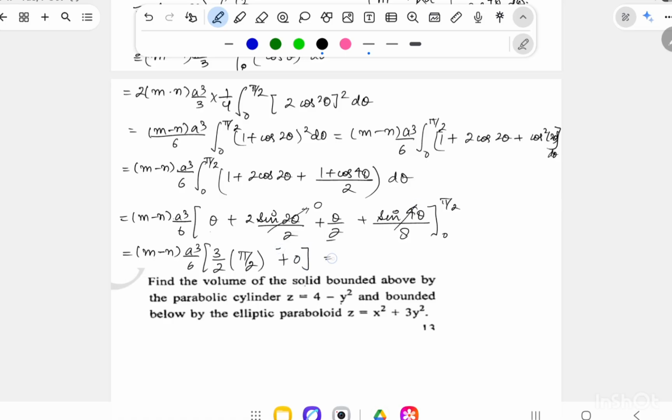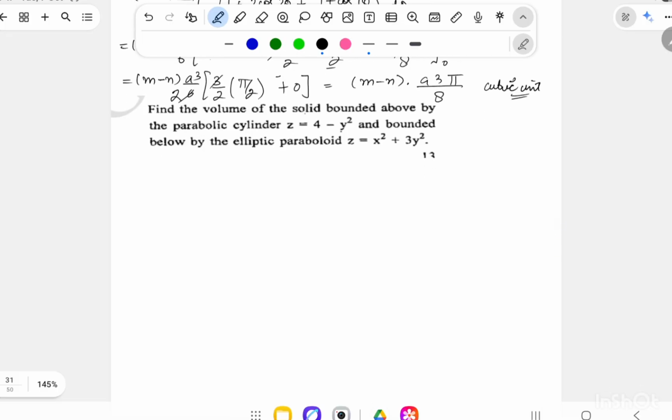So this is equal to m minus n a cube, this 3 balances out this, pi by 8, so this is in cubic units. So this is the final volume of the region that we are supposed to evaluate. So let's move on to the next question.